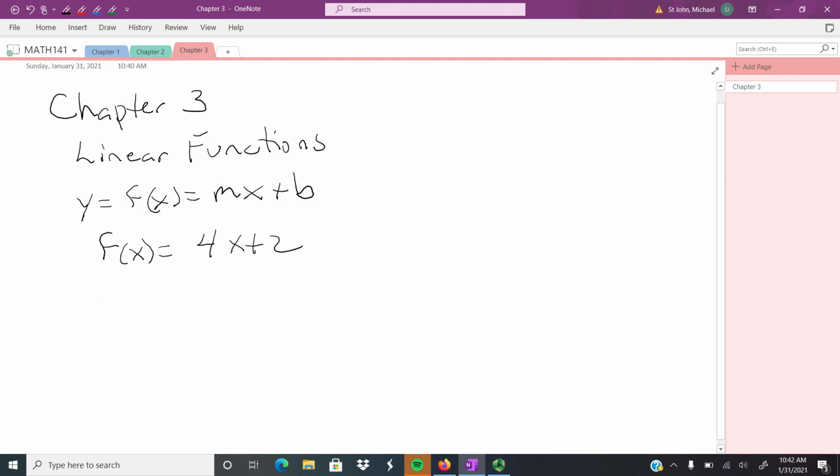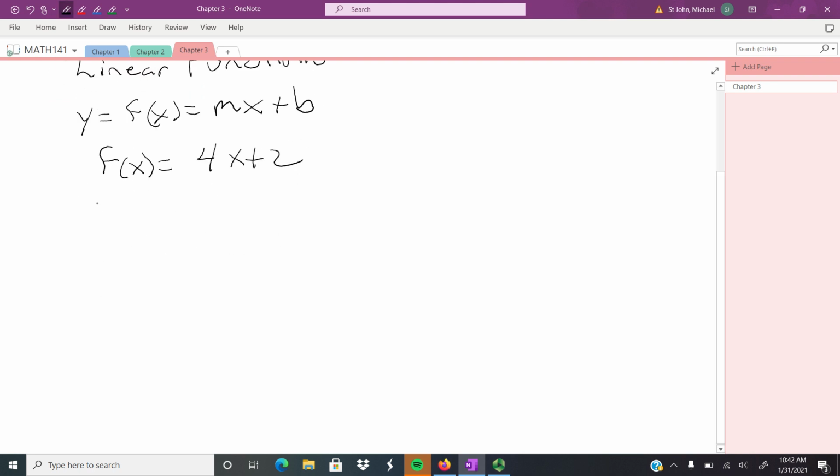So, we want to graph this. This is a graph of a straight line, so I only need 2 points. We'll pick a couple numbers for x. Let's take the easiest 2, which are 0 and 1. Well, 4 times 0 is 0, 0 plus 2 is 2. 4 times 1 is 4, 4 plus 2 is 6.